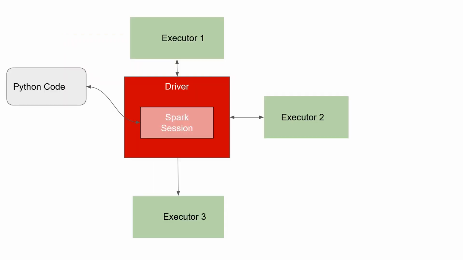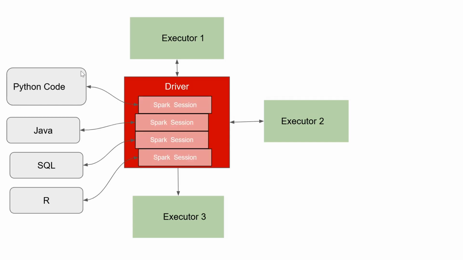Going back to the same pictorial representation of the Spark driver and executor, this is what happens. If I have a program written in Python code, I will invoke a Spark session, which is happening within the Spark driver, and the moment I invoke a Spark session, the Spark driver gets the instructions on what it needs to do, and then it starts assigning the tasks to executors. You can treat the Spark session as an API to interact with Spark.